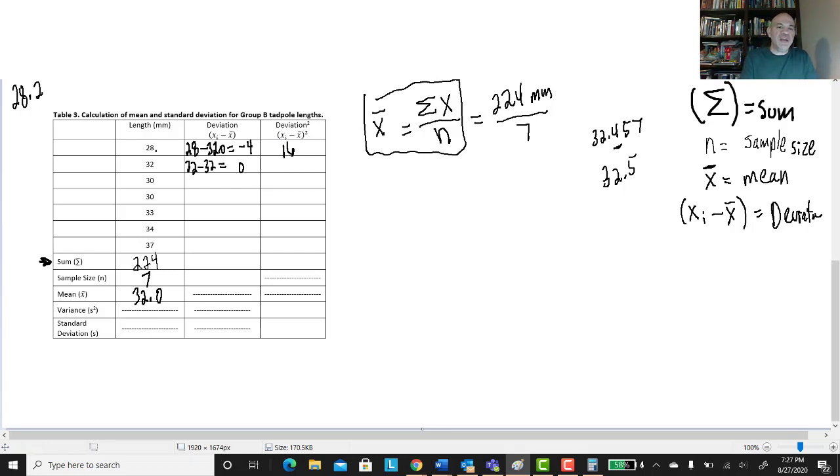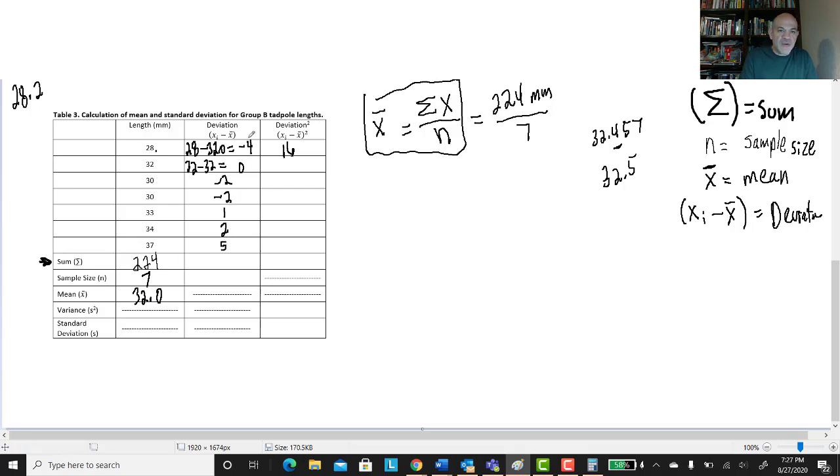What I'm going to do is run down this list to make a point about what the deviation ends up giving you down here. 30 minus 32 is going to give me a -2. 30 minus 32 is going to give me a -2. 33 minus 32 is going to give me a +1 because it's bigger. 34 minus 32 is going to give me a +2. And then 37 minus 32 is going to give me a +5.